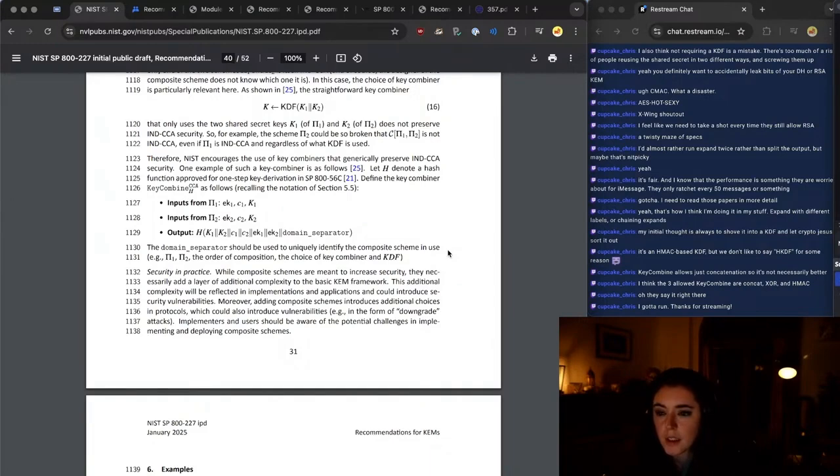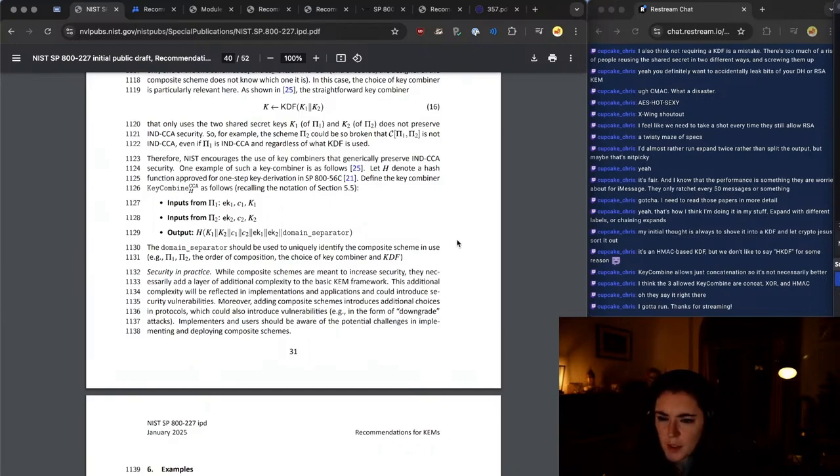Very good. It also preserves other things. Such a key combiner is as follows. Let H be a hash function approved for most key derivations, such as SHA-3. Yes, the two keys, the two ciphertexts, the two ephemeral encapsulation keys, and the domain separator. Look at that! Yes, uniquely identify the composite scheme.